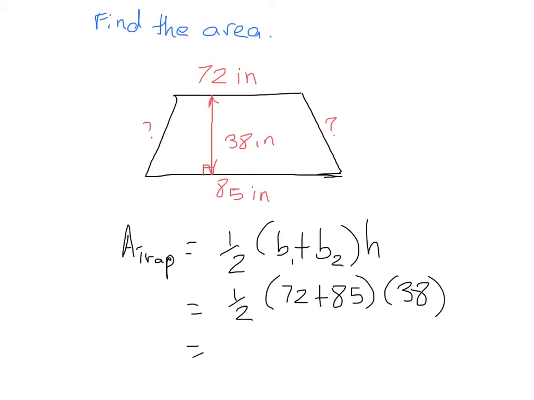All right, so finally we would plug those numbers into our calculator or just calculate it in our minds if we want. And we would get 2,983 inches squared. All right, and that's how you find the area of a trapezoid.